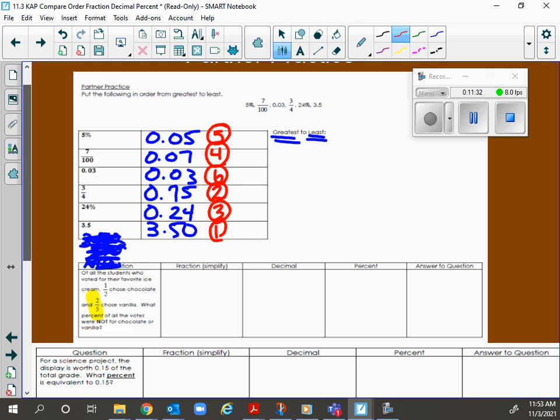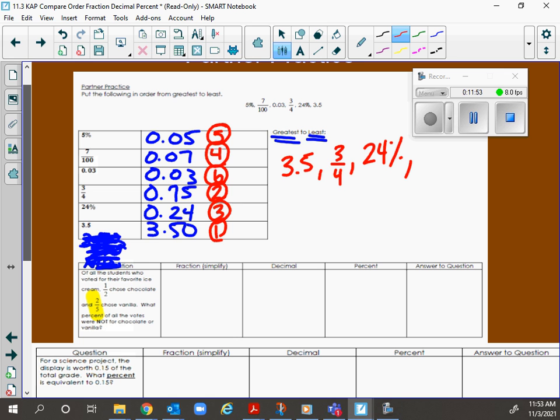So now, I just go from greatest to least. I've already had my order over here, and I just report the way it was presented to me. So 3.5 is going to be first. Second is 0.75. That should be really 3/4. Then third is 0.24, which is 24%.